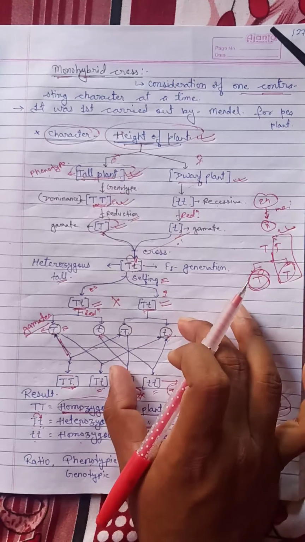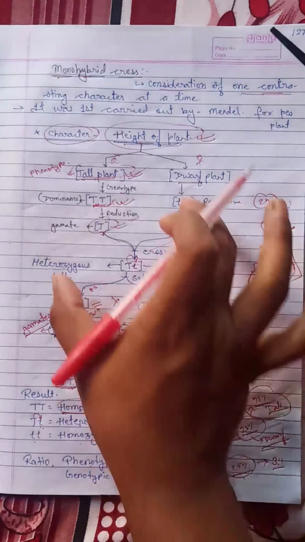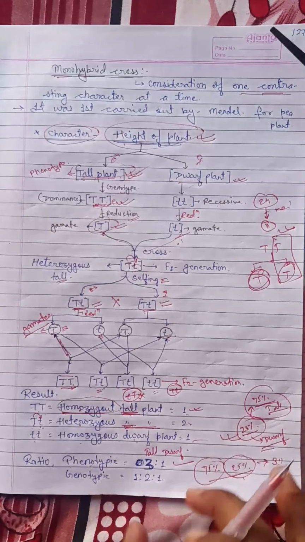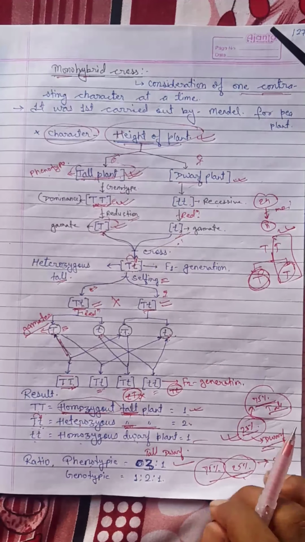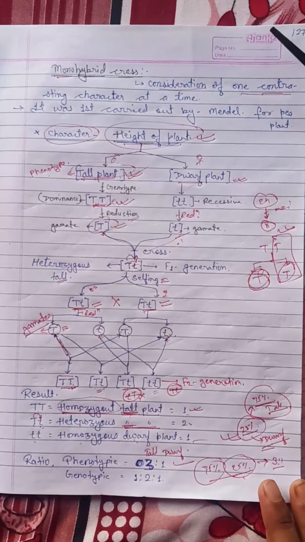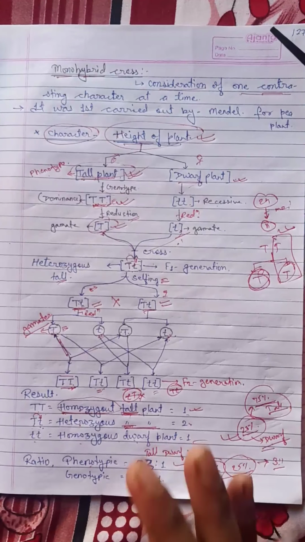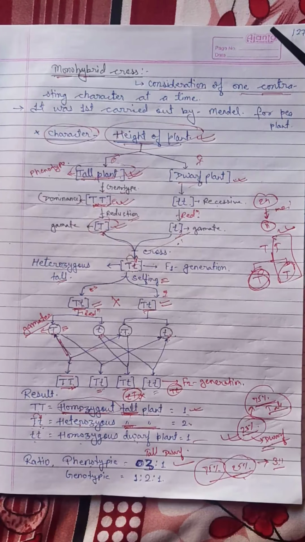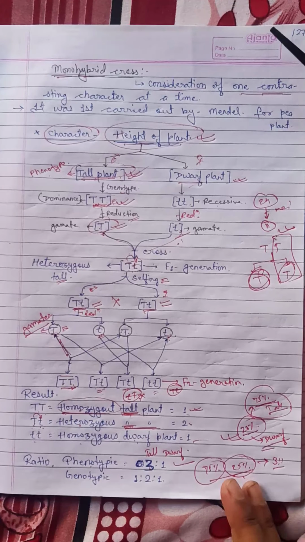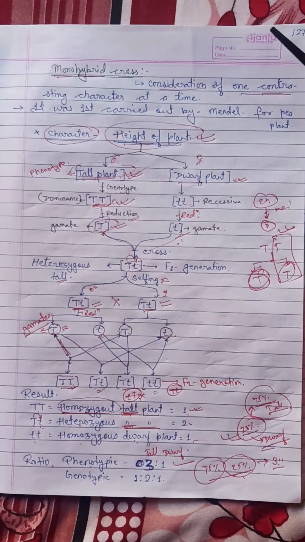You have to learn this monohybrid cross very carefully, because each and every cross in genetics relates to this point. So you have to be clear on this point, okay?